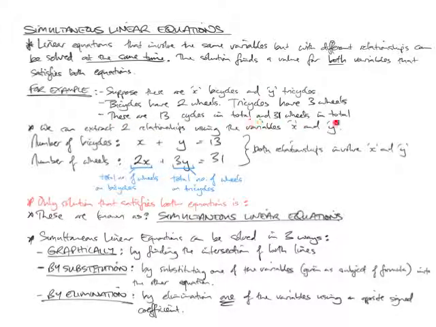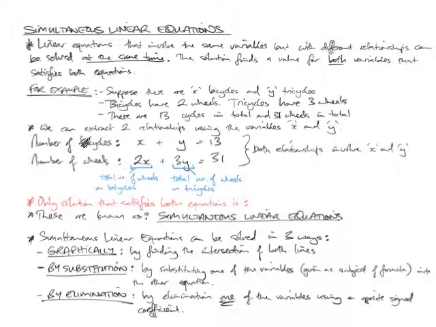There's another bit of information that we know to form a relationship: there are 13 cycles, and we also know that there are 31 wheels in total. Having all of this information and these two variables lets us form two separate equations that use the same variables, x and y. We can extract these two relationships because we know the number of cycles is 13.